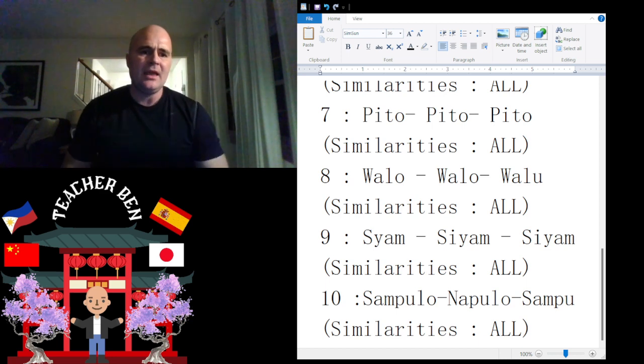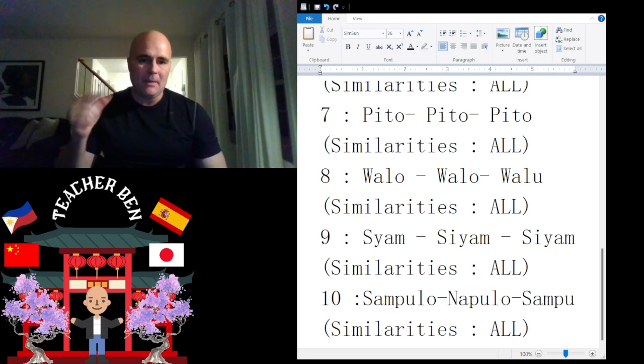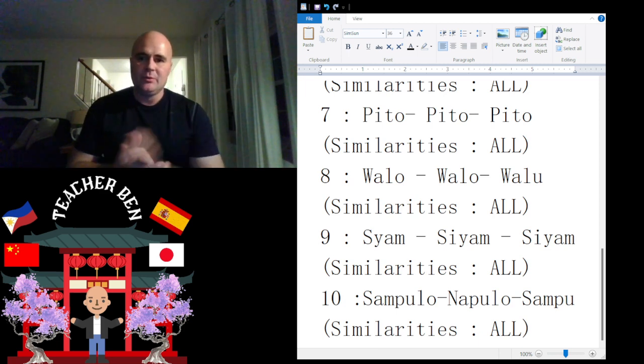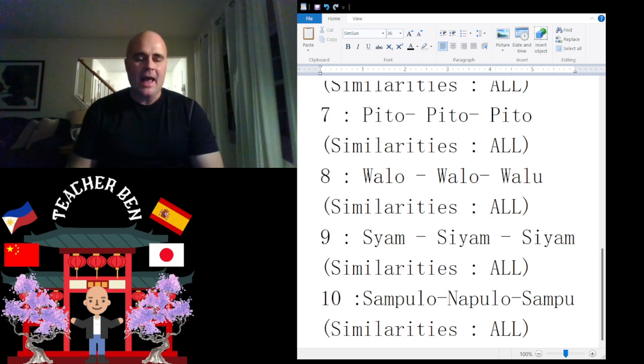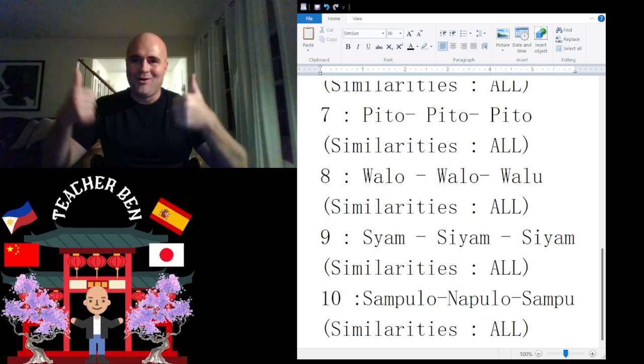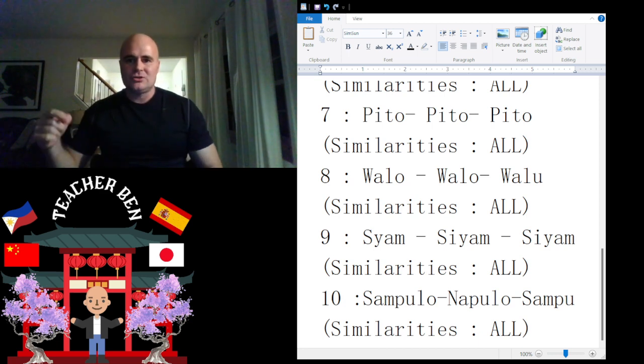All right. So in Bicol, we have wallow, and in Bisaya, surprise, wallow. Now we have a minor change. When we reach Tagalog, it is going to be wallow. The O gets changed to a U, and that is not enough for me to say Tagalog is different from Bisaya or Bicol. So similarities, all. Life is easy. Just remember to change that O to a U for Tagalog.